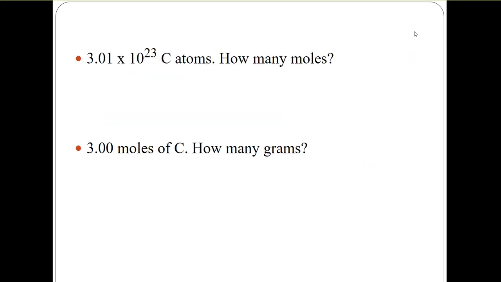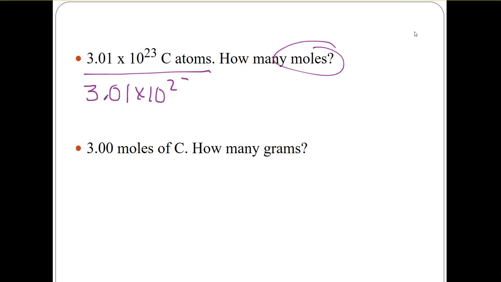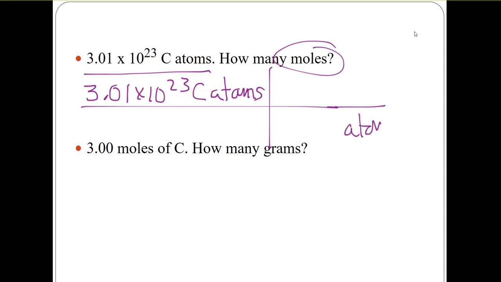All right, let's do some examples here. Sometimes there's a big, long story problem, but on this one, I tried to make it nice and simple. You're given the quantity here, and then you have to change it to a different unit. So write whatever number they give to you first. I have this many carbon atoms, and I want to cancel out atoms. So atoms goes down here at the bottom, and moles goes here at the top.